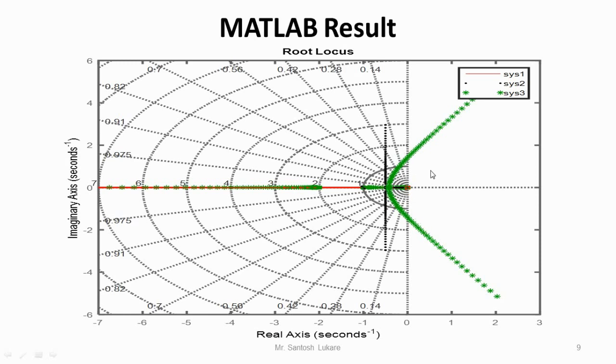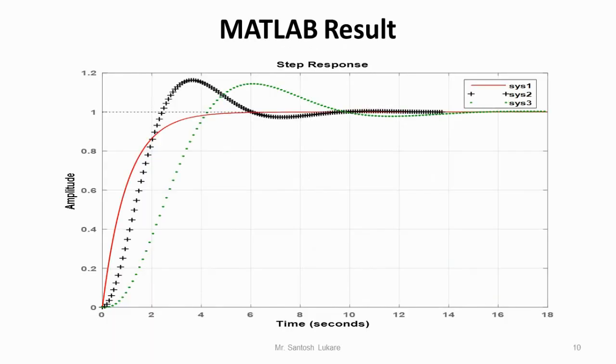So these are the MATLAB results. We can observe these by the MATLAB simulation. But before going to the MATLAB simulation, let me explain the effect of the addition of these poles on the closed loop response of the system. Here again we have three plots. The red plot is for my original system, G(s) equal to K upon s. The black plot is for the system with two poles, K upon s into (s plus 1), and the green plot is for the third order system, K upon s into (s plus 1) into (s plus 2).